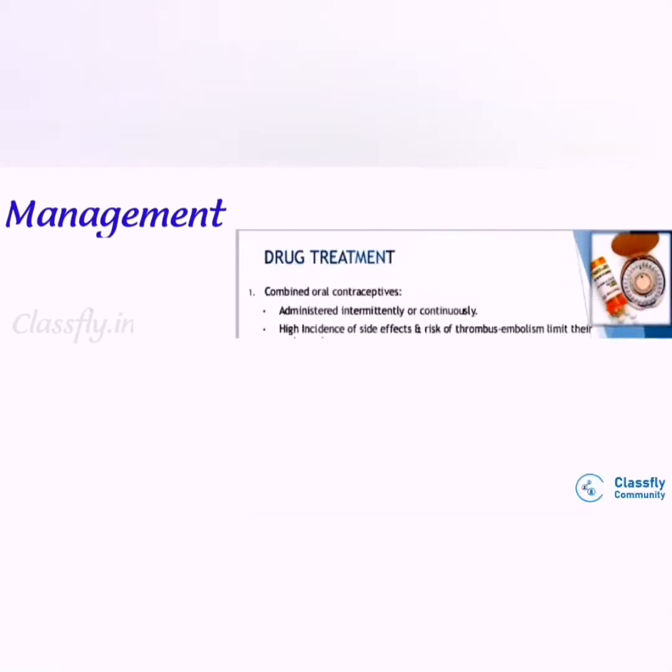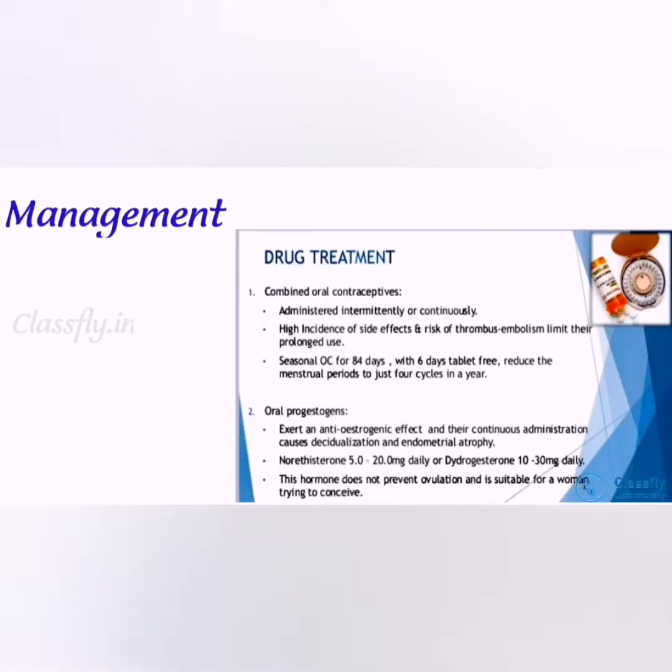Drug treatment. First one, combined oral contraceptives. Seasonal oral contraceptives for 48 days with 6 days tablet free. High incidence of side effects and risk of thromboembolism. Second one is oral progesterones. Norethisterone 5 to 20 mg daily or dydrogesterone 10 to 30 mg daily. Due to continuous administration, it may cause decidualization and endometrial atrophy.